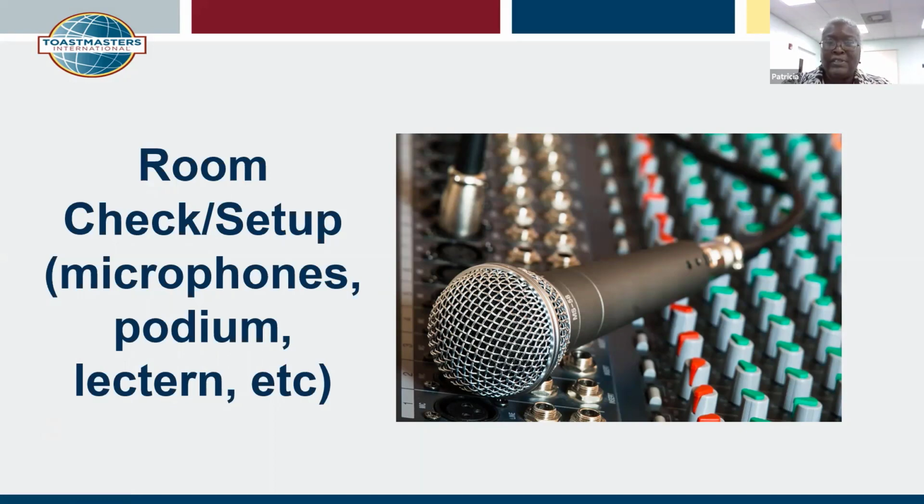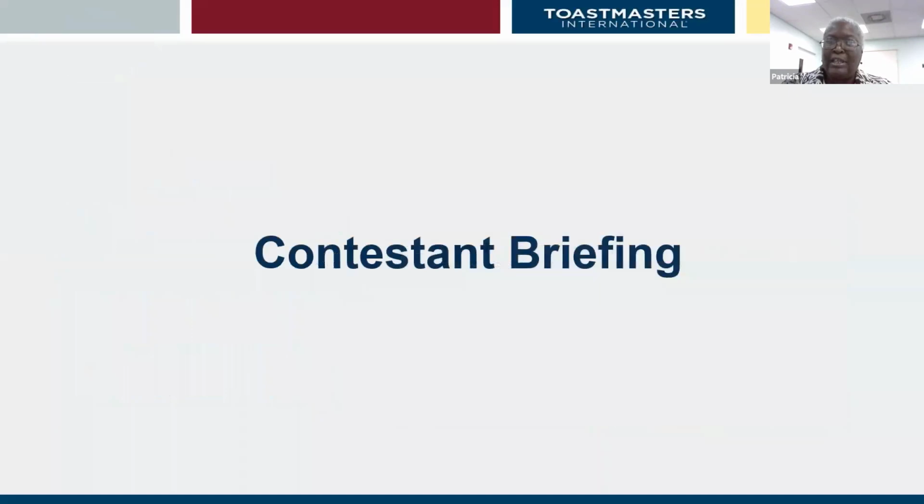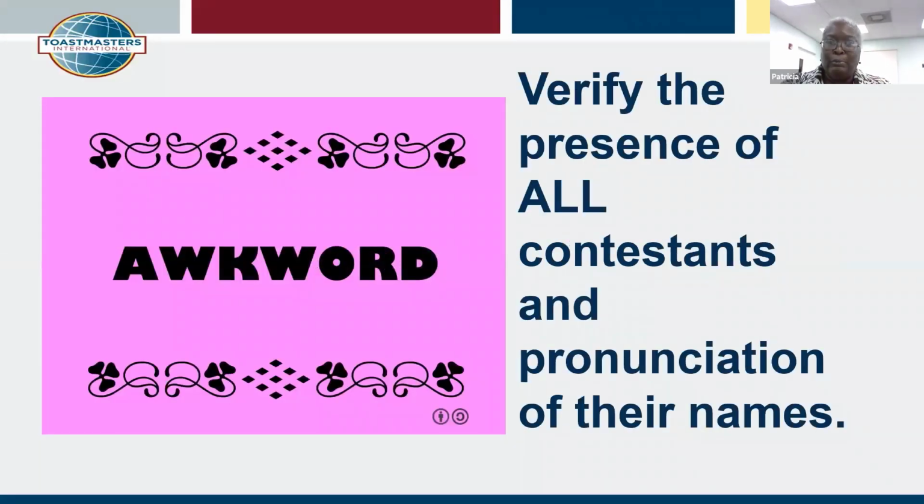And then after you would have staked out and checked out the room with your team, you are now ready to ensure that your contestants are prepared for briefing. And so as the contest chair, you meet with your contestants to ensure that there's proper pronunciation of the names. So if there are any awkward names, you want to be sure that your contestants share with you the proper pronunciation of their name, because you don't want to give someone else a different name during the contest.